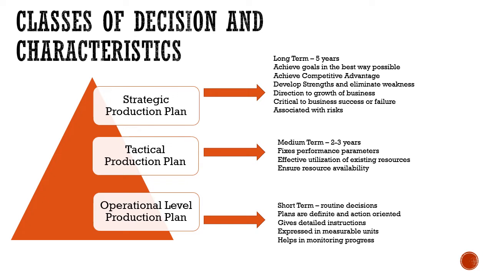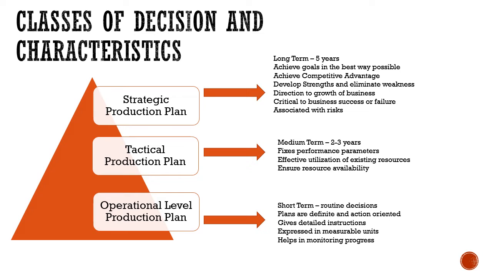The tactical production plan is done by the people at the middle level of the middle management team. It's for the medium term, around 2 to 3 years. And finally is the operational level production plan, which is done at the operational level or the lower level. It's mainly for short-term or routine decisions, activities, or plans that are made for the day-to-day activities.